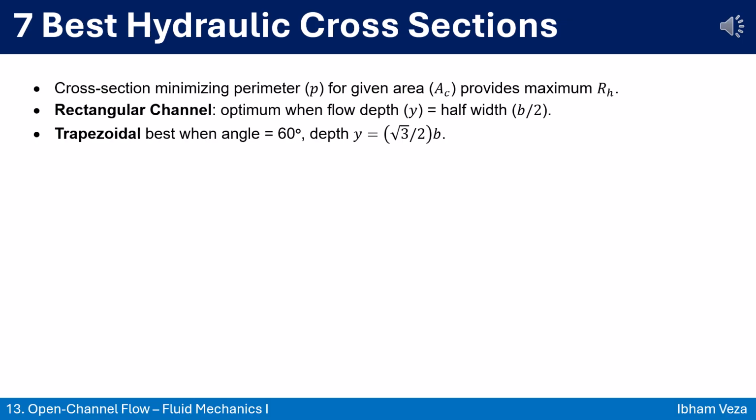Now, for trapezoidal channels, which are more common in earthworks and irrigation ditches, the most efficient shape is a bit more geometrically elegant. When the side slopes form a 60-degree angle and the depth y is equal to square root of 3 divided by 2 times b, the channel achieves optimal flow efficiency. This shape reduces unnecessary contact between the water and the channel boundary, lowering energy loss.